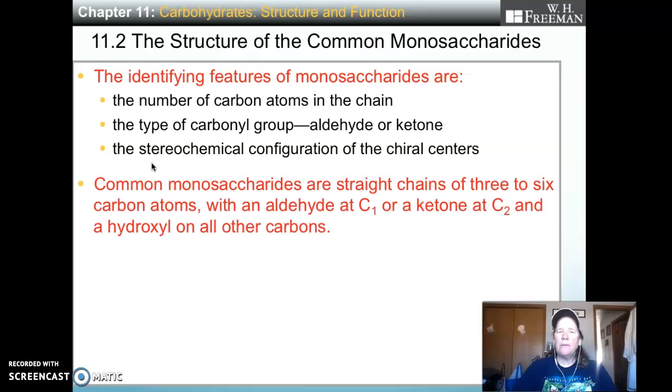Okay. Common monosaccharides usually are straight chain of 3 to 6 carbons with an aldehyde on the first one or a ketone on the second one. Okay. And then all the rest of them have hydroxyl groups. They have OH groups. So you'll have a carbon with a double bond O on it. And then every other carbon, if let's say there's 5 of them, will have an OH group on them. Or you'll have a carbon with an OH on the first one and a double bond on the second one, and that would be your ketone.